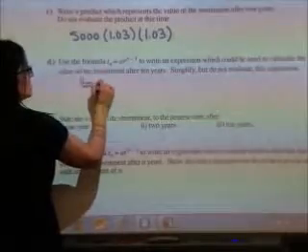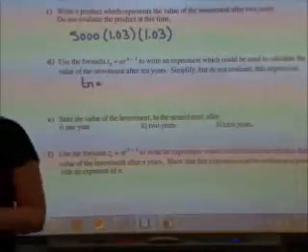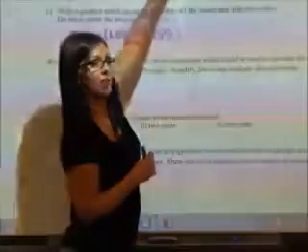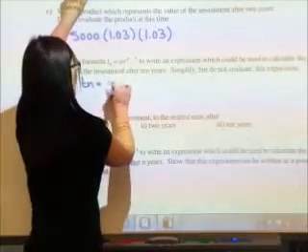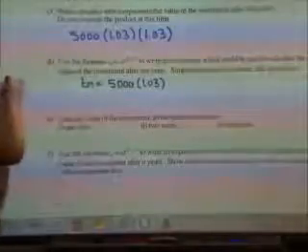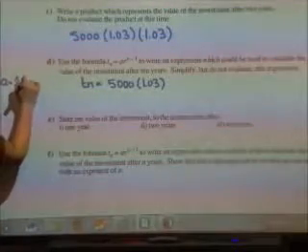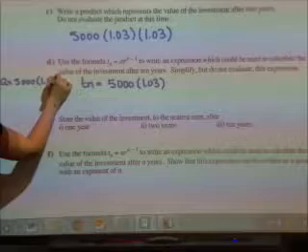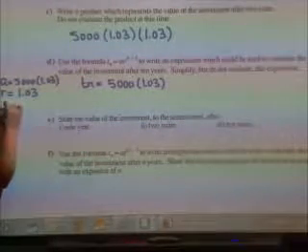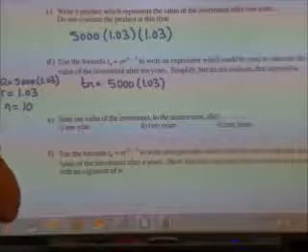So T of n would be what is the value of the investment after the first year? That was this right here. So that's my A value. A is equal to this 5,000 times 1.03. My R is equal to the 1.03. And my N value is 10, the value of the investment after 10 years.